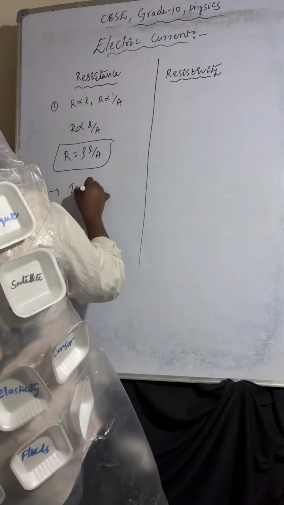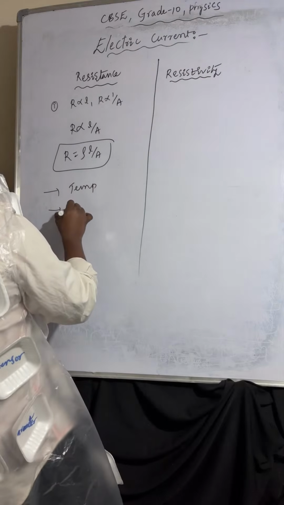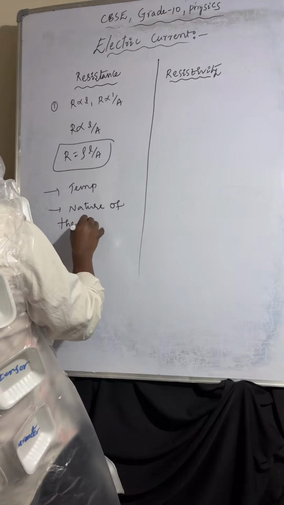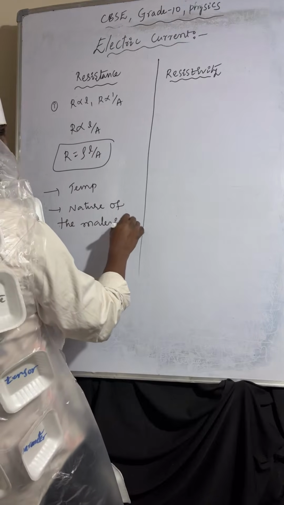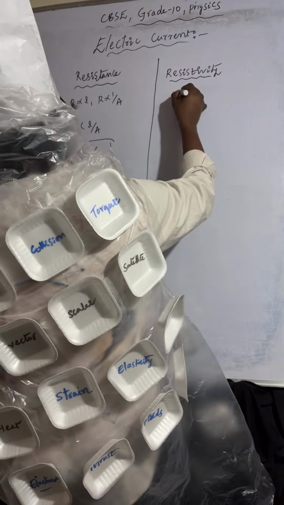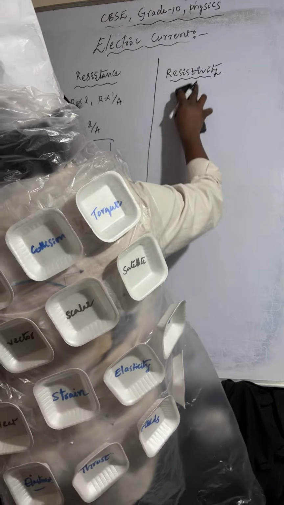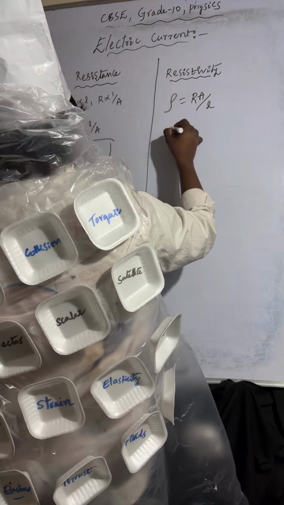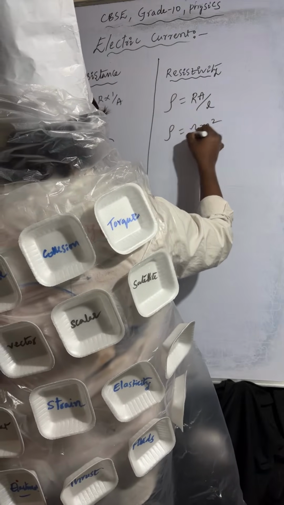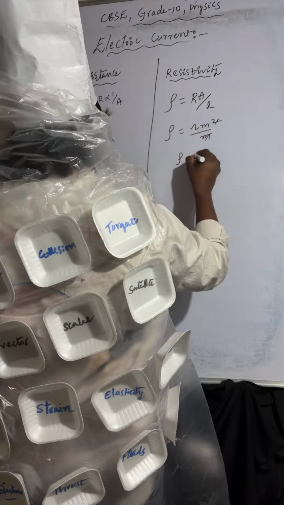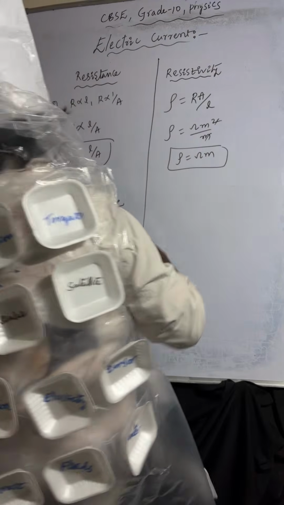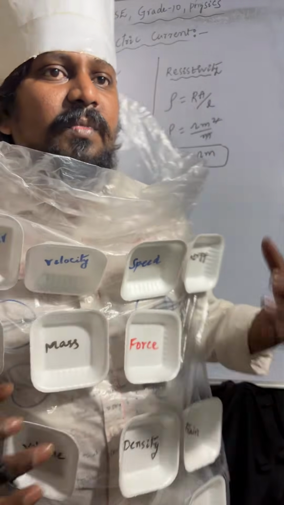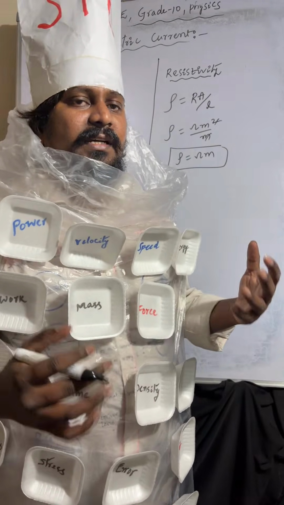Resistance depends on temperature. Resistance depends on the nature of the material. Here, resistivity rho equal to RA by L. So rho equal to ohm meter square by meter. Meter gets cancelled. Resistivity equal to ohm meter. SI unit of resistivity is ohm meter.